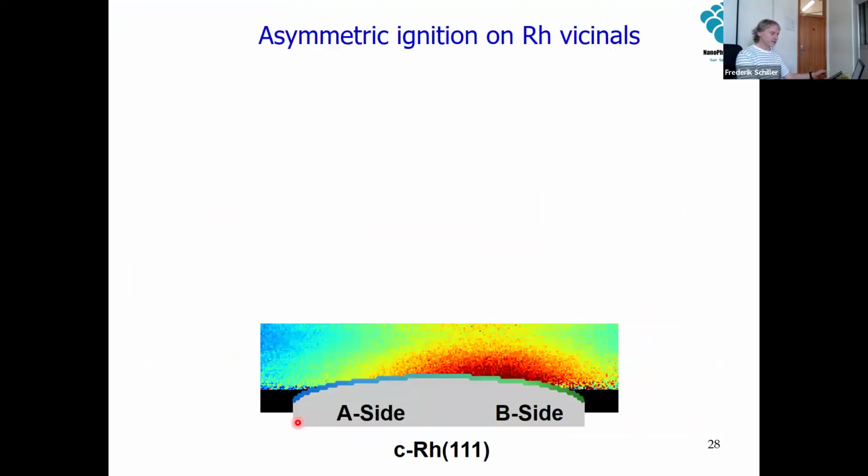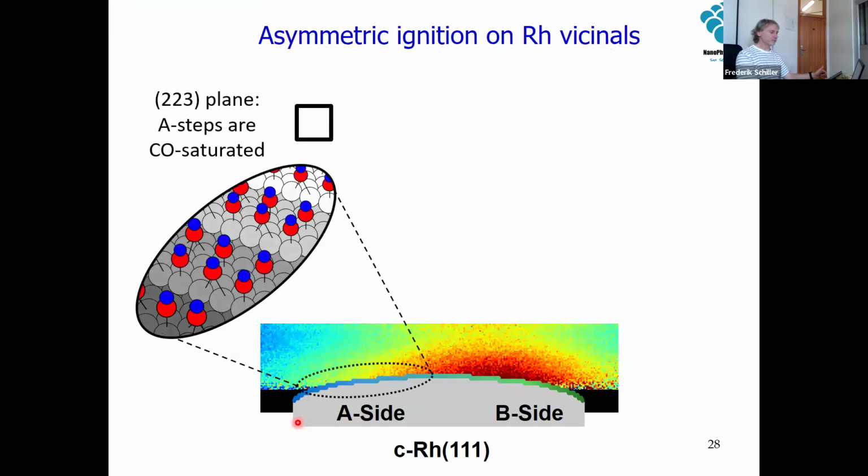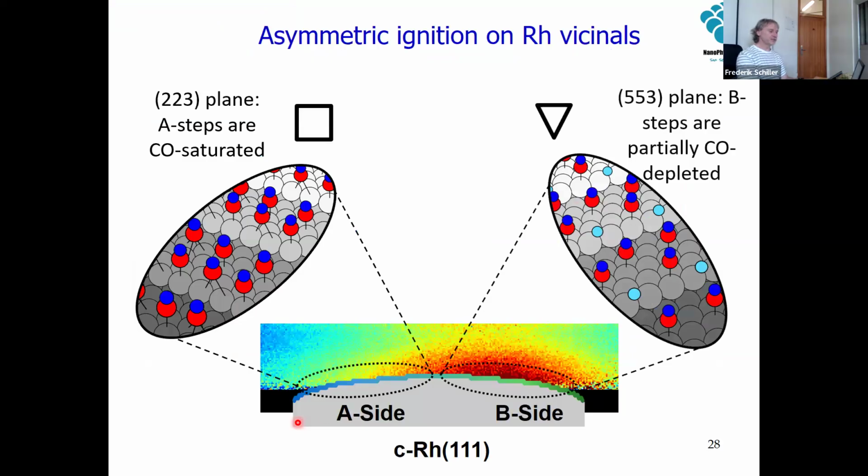So I will go a little bit faster. So this was what we had before. So basically the resume is that on the B-side steps, we empty our steps. We do not have any more CO sticking. We have place. We can now dissociate the oxygen. And here on this oxygen, we can combine them with the CO to make the CO2.